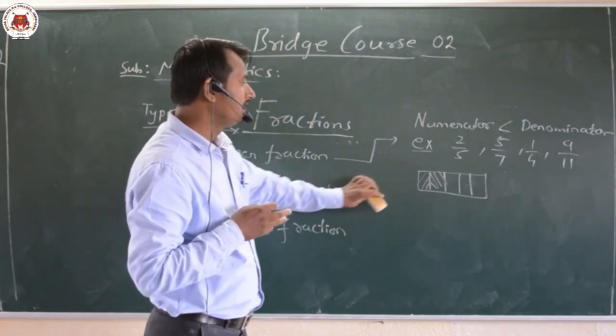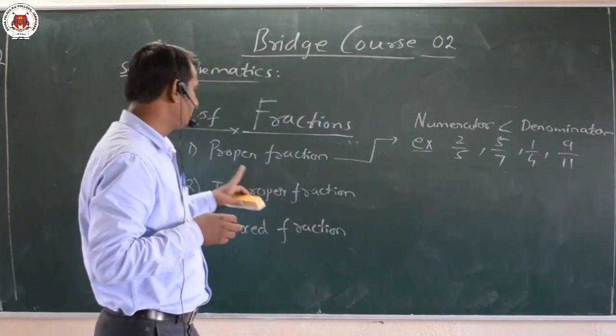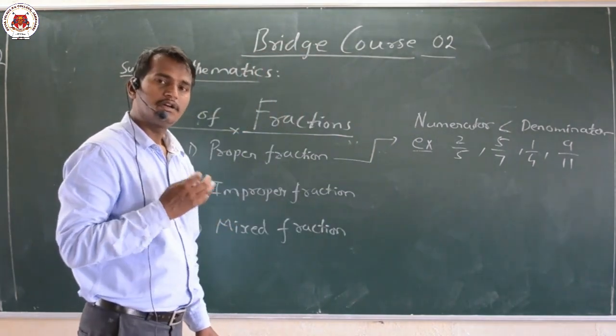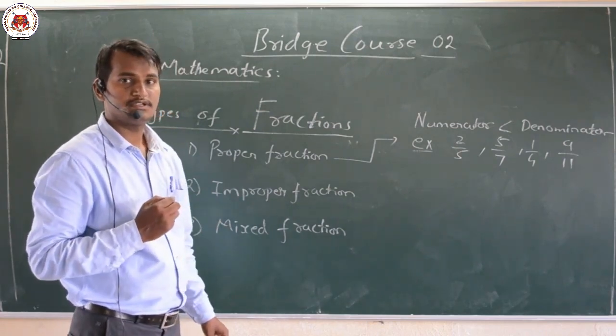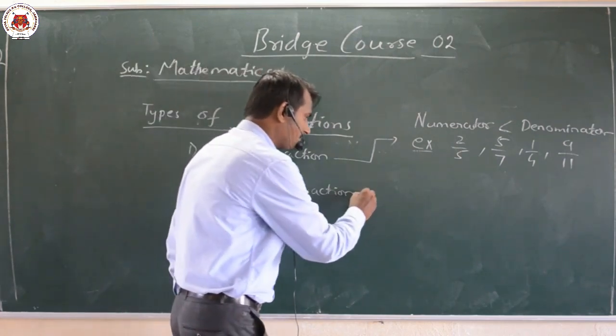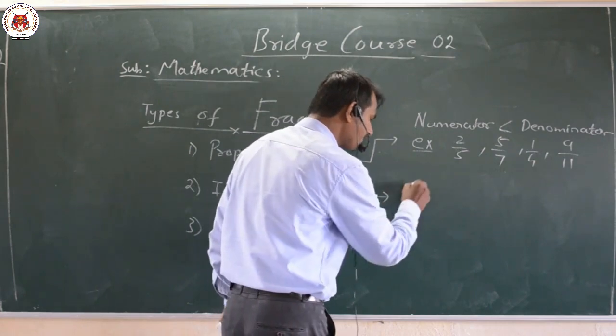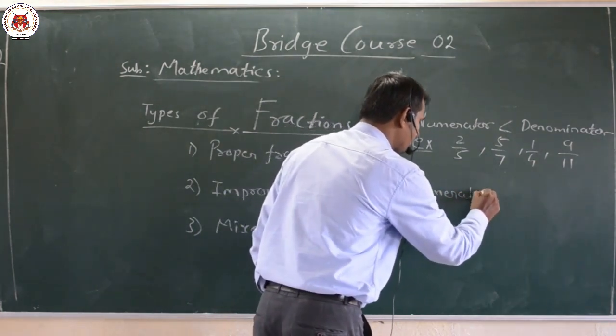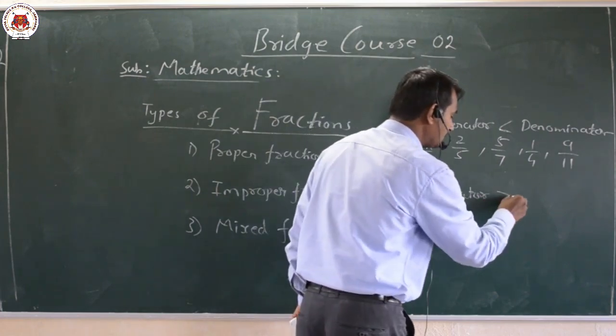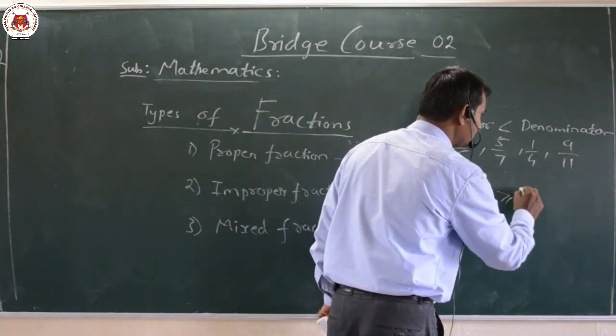That was all related to proper fractions. Okay dear friends, now let us move on to the next part, improper fractions. Now what do we mean by improper? Improper fraction means the numerator is greater than or equal to the denominator.